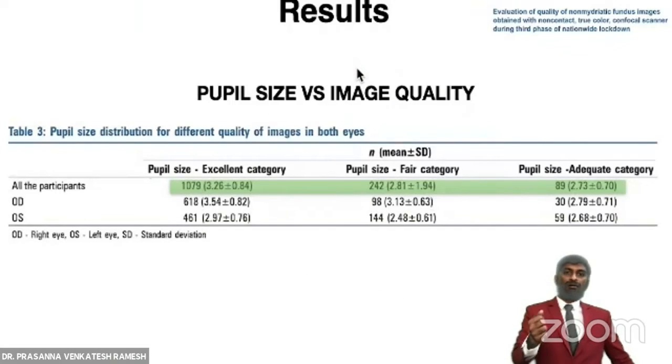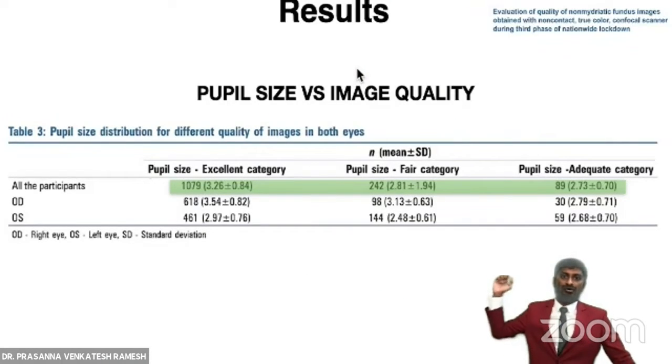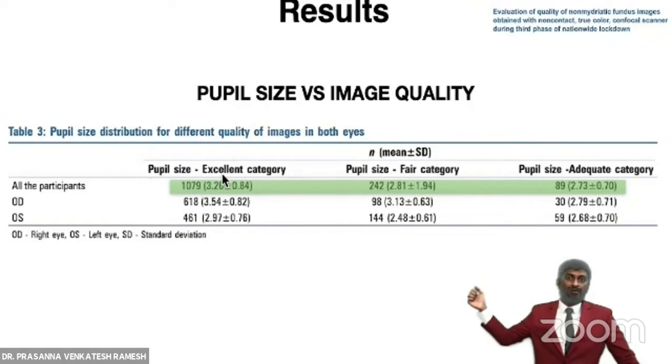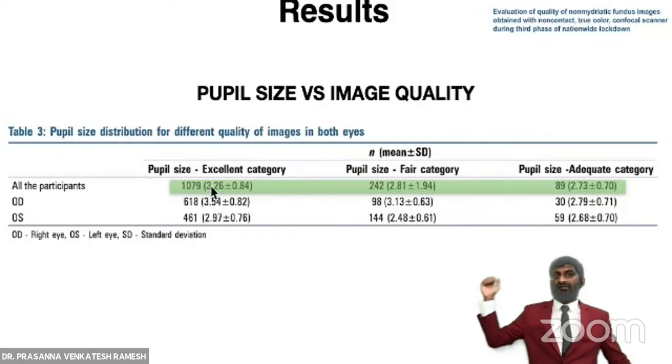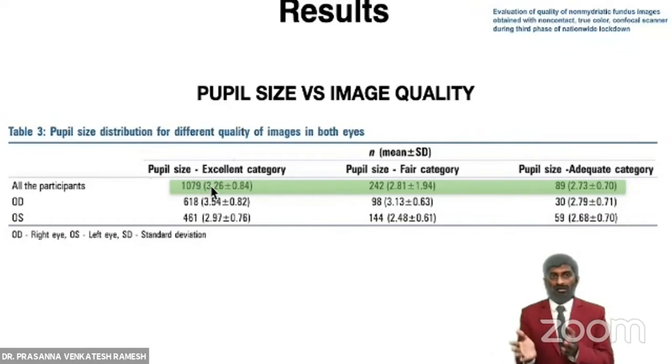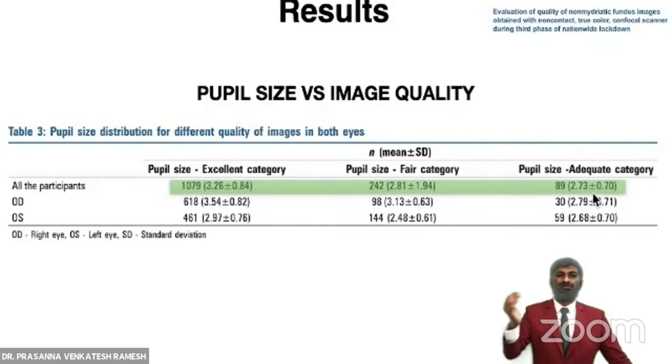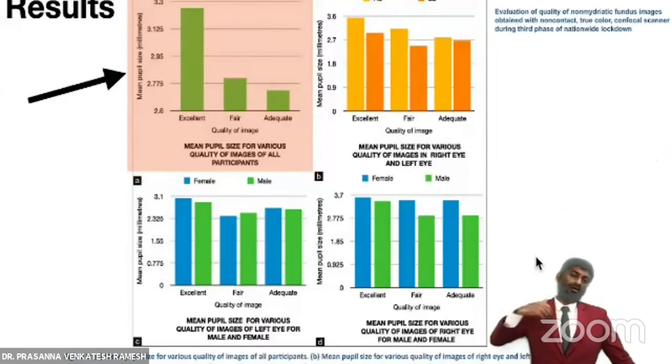We also had a comparison with the pupil size, because we are going with a non-mydriatic camera, and that was something we anticipated and expected. In the excellent category, we had a pupil size of 3.26, whereas in the fair category we had 2.81, slightly lesser. And in the adequate category, we had only 2.73. So as the pupil size decreases, there is some challenge in getting a good image. But still, there is a way you can enhance the image quality, which I will be showing you later.